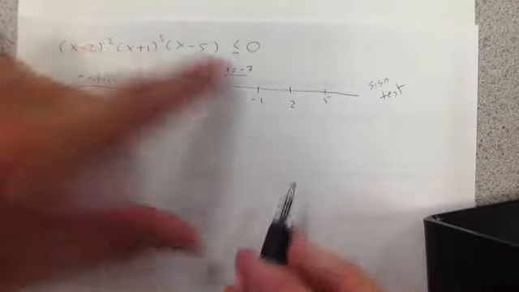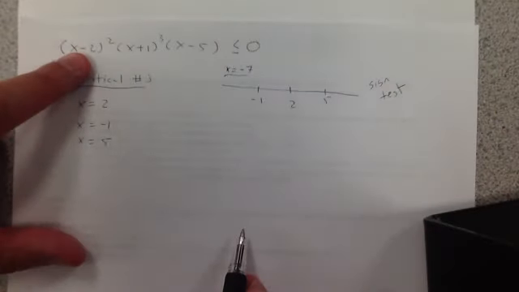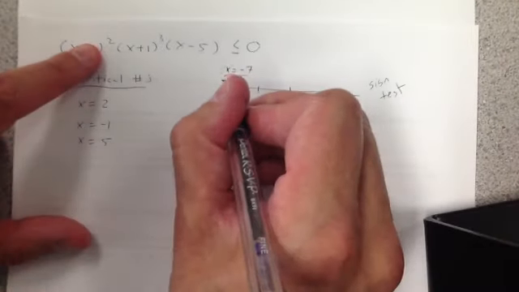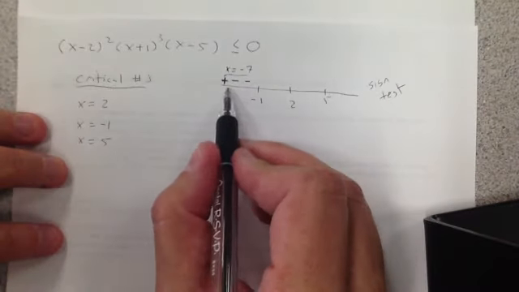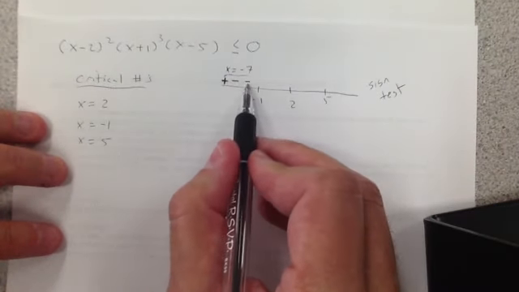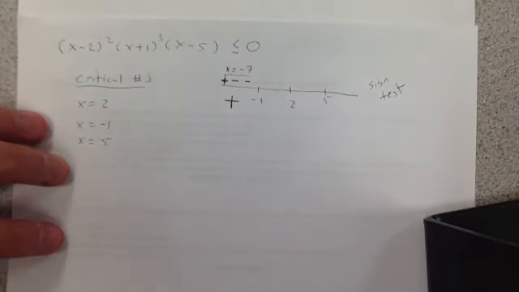So if I plug in -7 into each one of these terms, I get -7 minus 2, which is negative, but I'm squaring it. You square a negative, you still get a positive. -7 plus 1, also going to be negative, but I'm cubing it. So negative cubed is going to be negative. -7 minus 5 is also negative as well. And I take a look. I get a positive, a negative, and a negative. Well, two negatives make a positive, so this region right here is going to be positive.